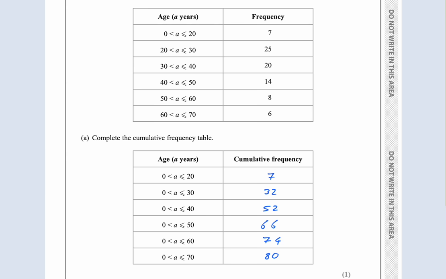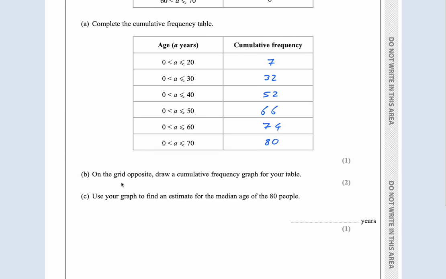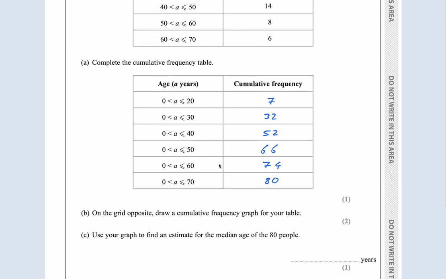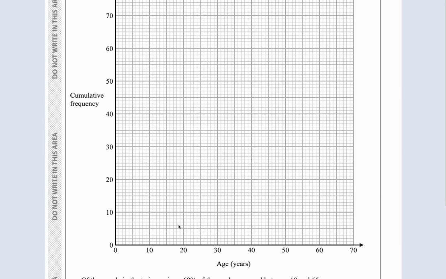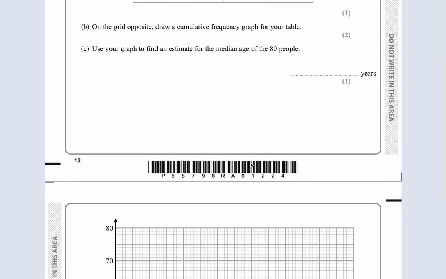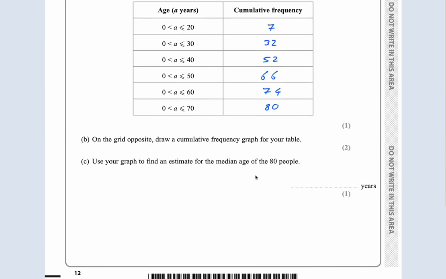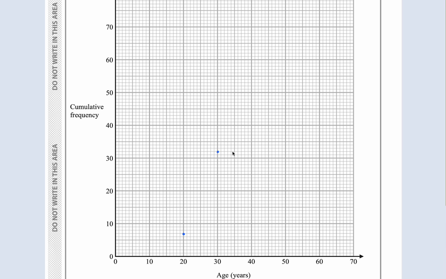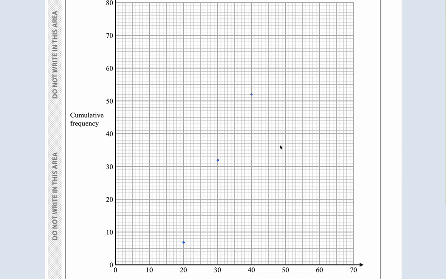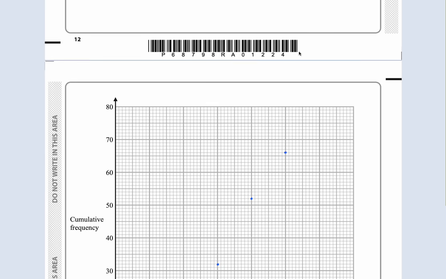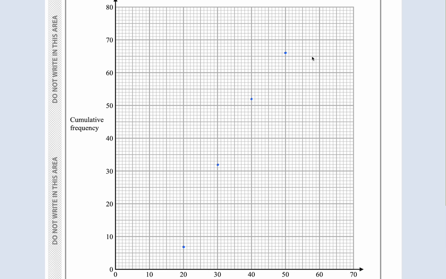Okay, that is part A. Part B, it says on the grid opposite, which is down here, draw the cumulative frequency graph. Okay, so we need to put in these points. Now the points are the end of this, so 20, and the cumulative frequency is 7. So I go to 20 and 7, which is here. Then I go to 30 and 32, 40 and 52. Then 50, 66, which is here. And then I do 74 and 80. So 60 is 74, which is there. And then 70 is 80, which is right at the end there.